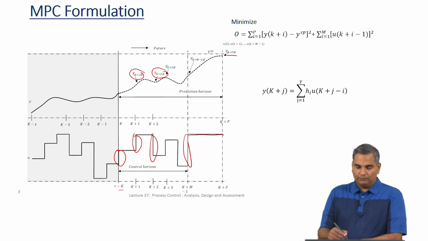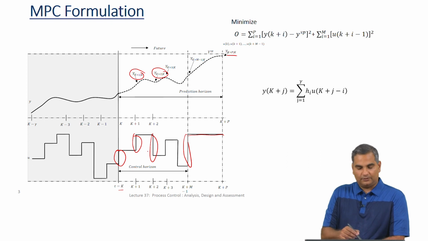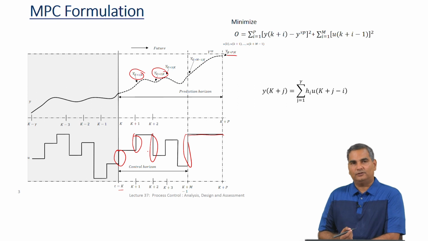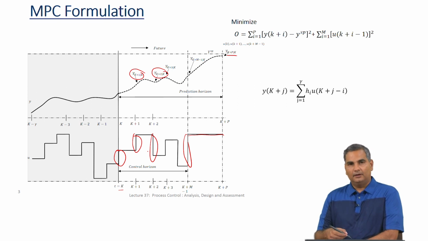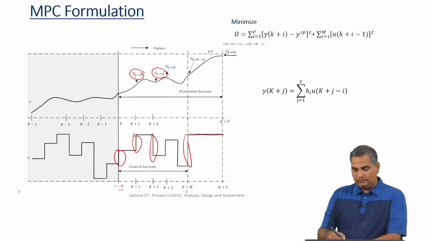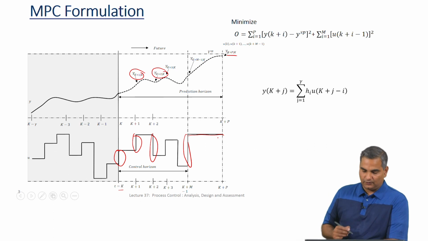Okay. So, when we formulate this, all we need to find is values for uk plus 1, uk plus 2, all the way up to uk plus m minus 1. Those m values, if I find, then I know that uk plus m is the same as uk plus m minus 1 and so on till the end, till the prediction horizon.